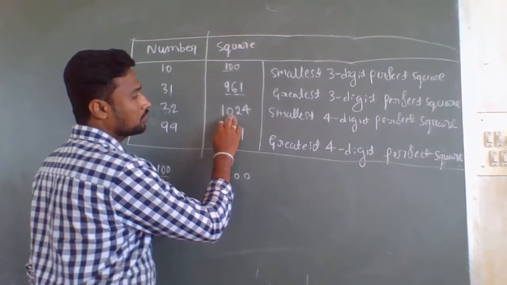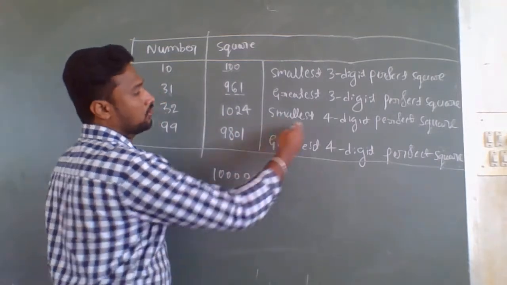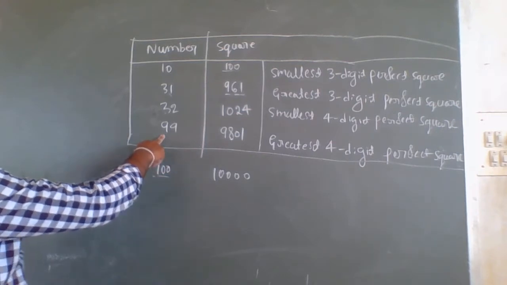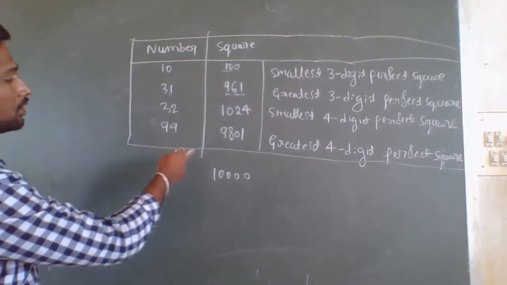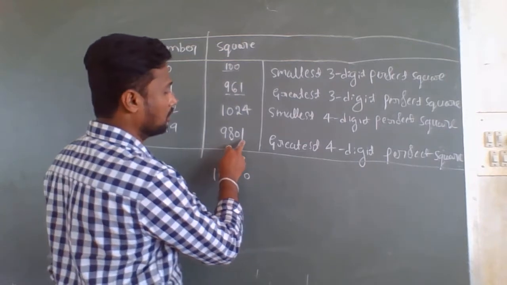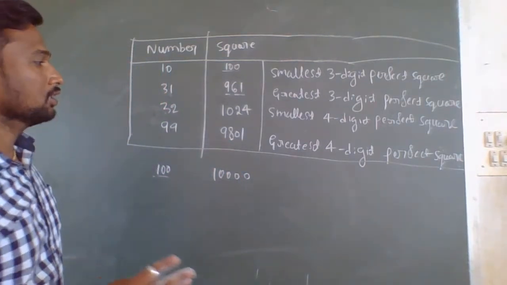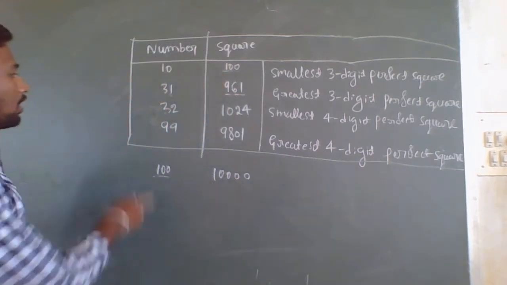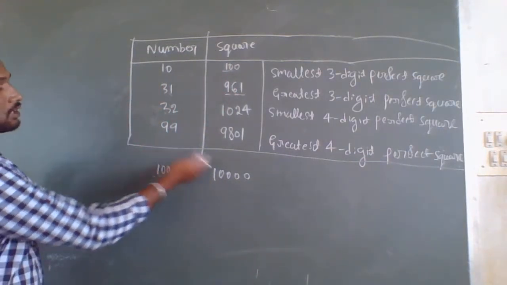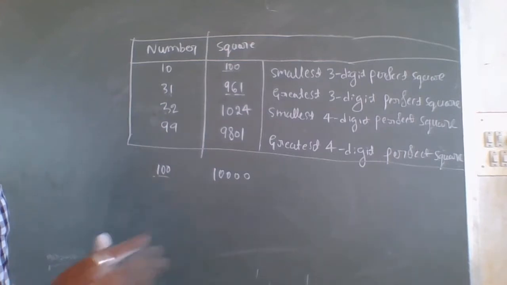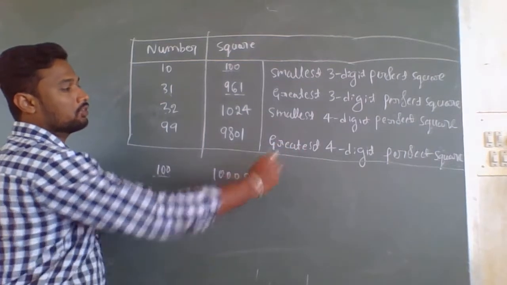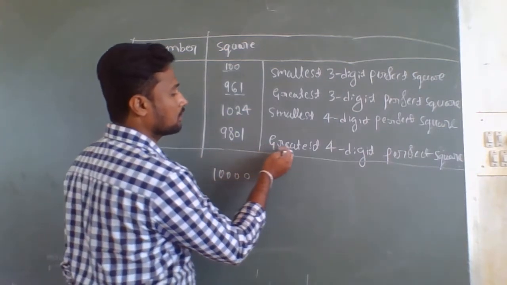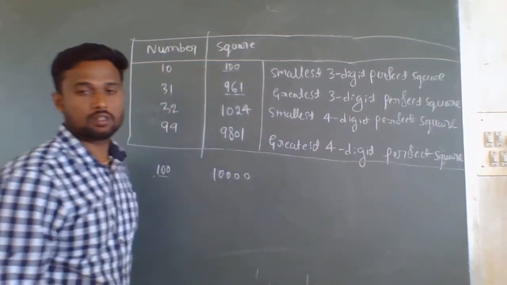So 1024 is the smallest 4 digit perfect square number. Next, when you multiply 99 twice, or 99 square, what do you get? 9801, which contains 4 digits. So this is the greatest 4 digit perfect square number. Why? After 99 you have 100. 100 square means you will get 10,000, which contains 5 digits. So here we are talking about 4 digits, so this 9801 is the greatest 4 digit perfect square number.